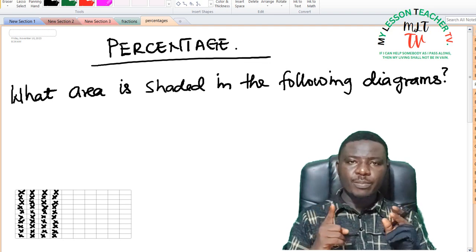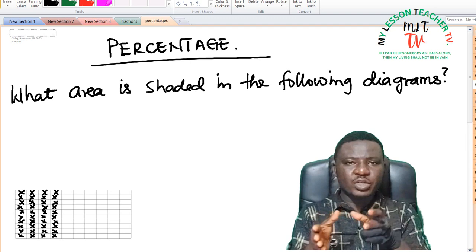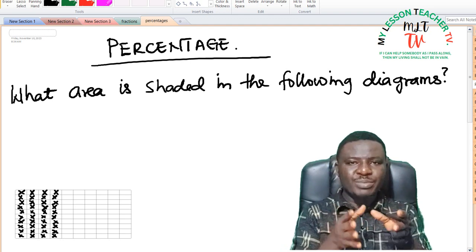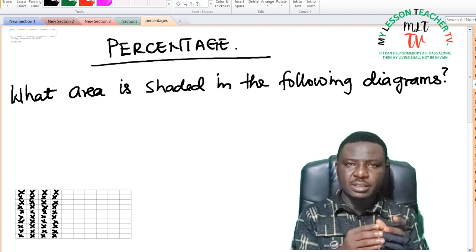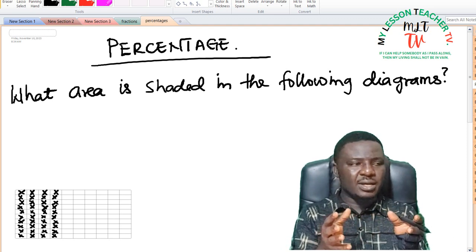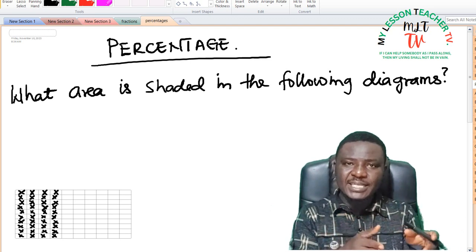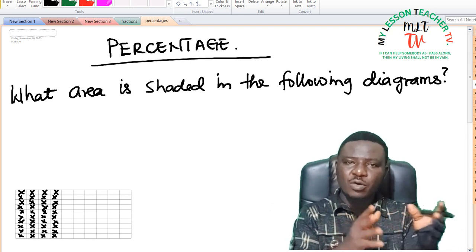That brings us to percentage. Cent is said to be a French word which means 100. Per is a word which means out of. So percentage means out of 100.